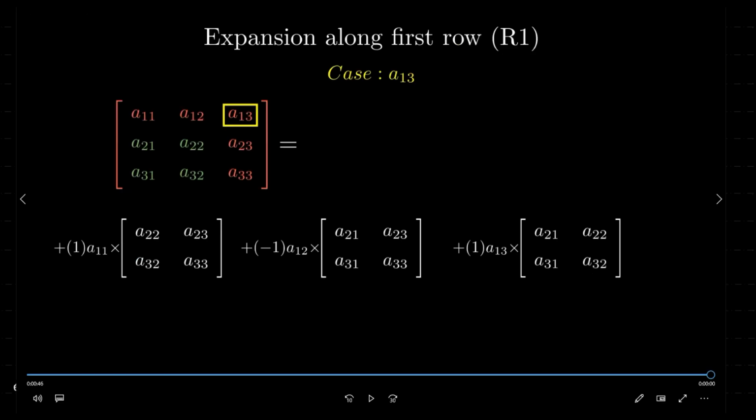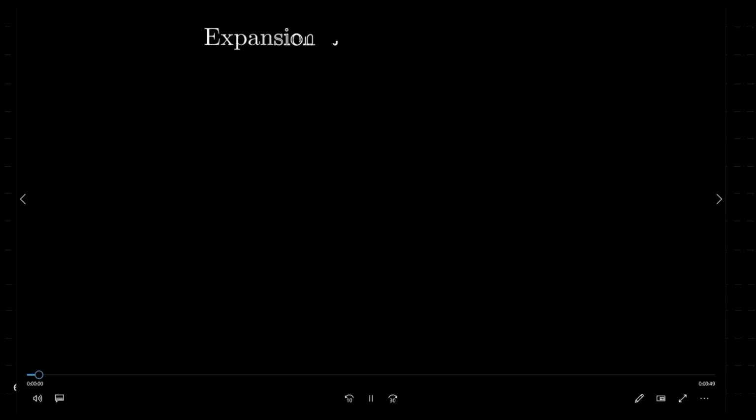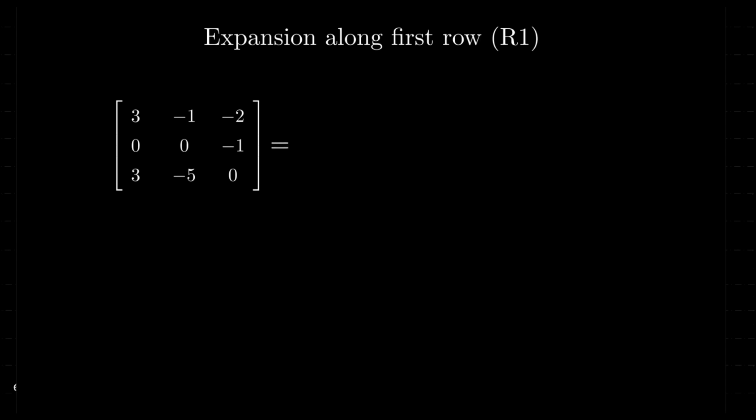So let me explain with an example. So we have a 3 by 3 matrix. Expansion along the first row is what we're looking at.